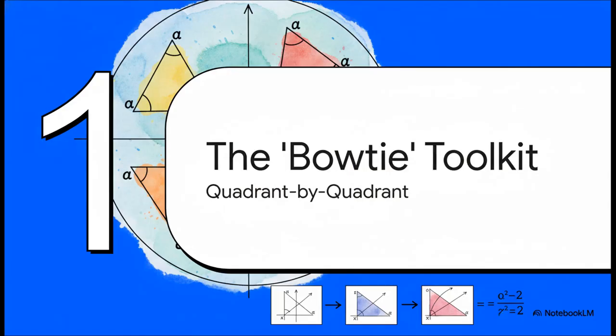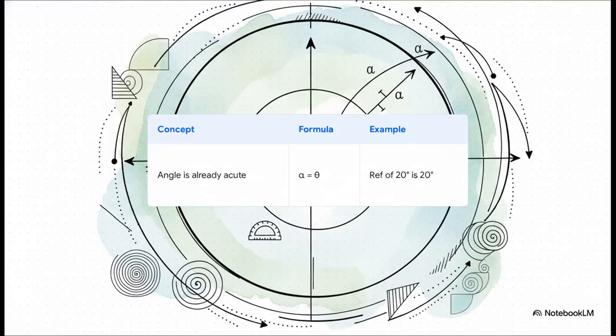So, with that in mind, let's build our bow tie toolkit. These are the quick and dirty formulas that will let you find that reference angle, that alpha, no matter where you end up on the unit circle. All right, let's start with the easy one, quadrant I. If your angle, theta, is already nice and cozy between 0 and 90 degrees, well, congratulations. It's its own reference angle. So the reference angle for, say, 20 degrees is just 20 degrees. Alpha equals theta. Couldn't be simpler.